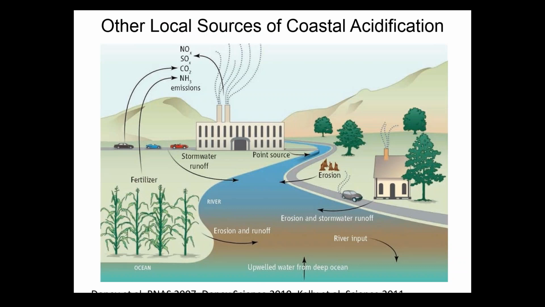But the other bit that we have compared to those global time series, which are often in offshore waters that aren't affected by the coast, is that both NECAN and SOCAN are in areas that are affected by coastal processes, such as stormwater runoff, point source pollution, erosion, river inputs, and also upwelled water from the deep ocean.